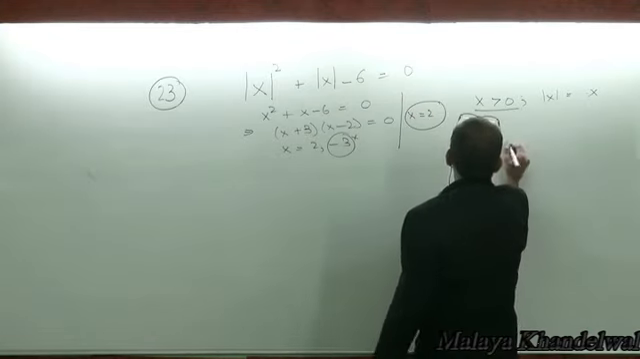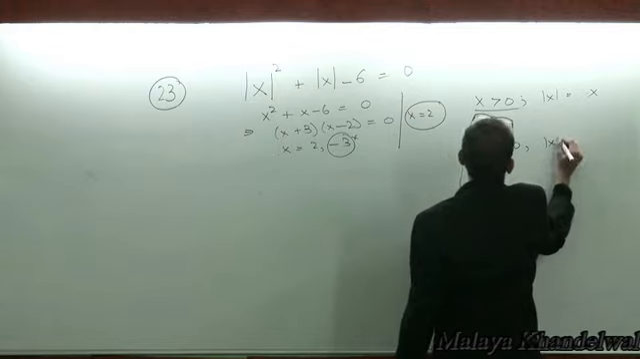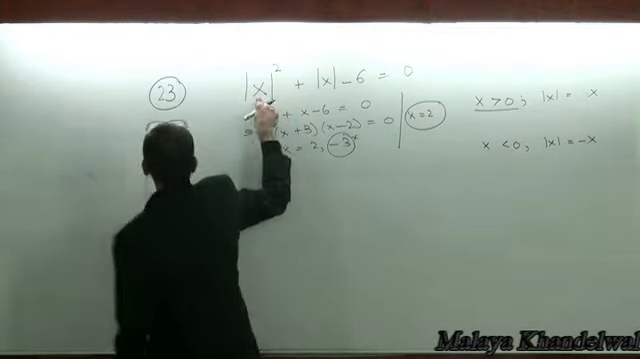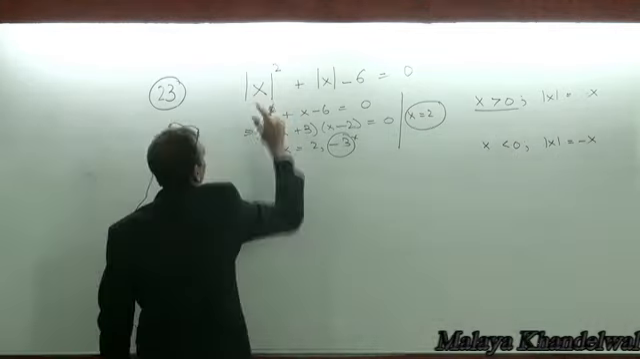Now for x less than 0, mod x will be minus x. So replace this mod x by minus x. That's the second case, x less than 0. Replacing mod x by minus x, x squared minus x minus 6 is 0. Yes or no?